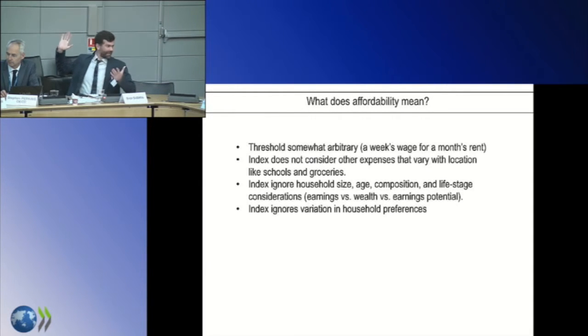Good. That's fine. And then finally, and this relates to the exact same point, variation in household preferences is not accounted for. So you can't do everything with an index. You're summing things up. So it's not a critique. It's a challenge.